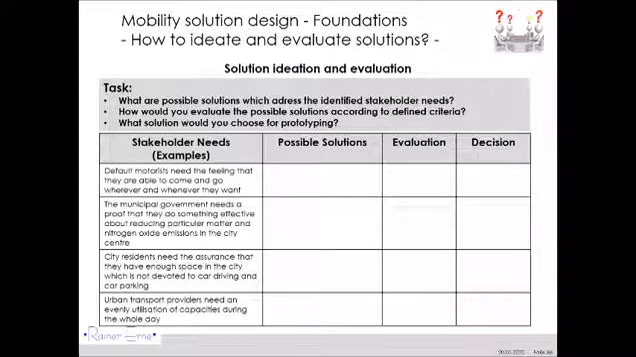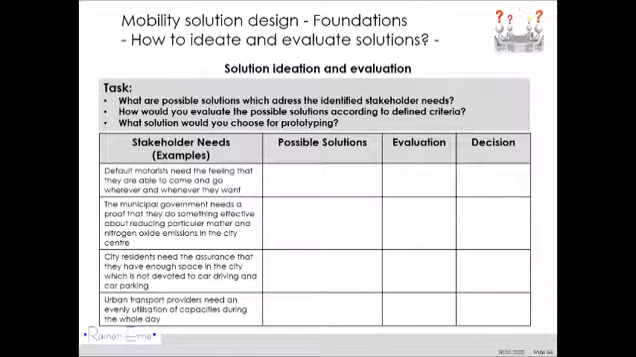Dear ladies and gentlemen, in the design thinking process, after you have tried to understand your stakeholders, the next phase will be to ideate and evaluate solutions. The outcome of this phase is that you ideate possible solutions for the stakeholder needs you have identified in the first phase.